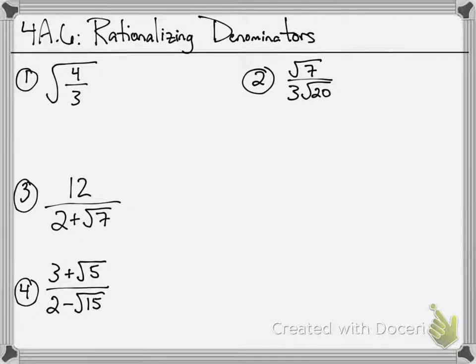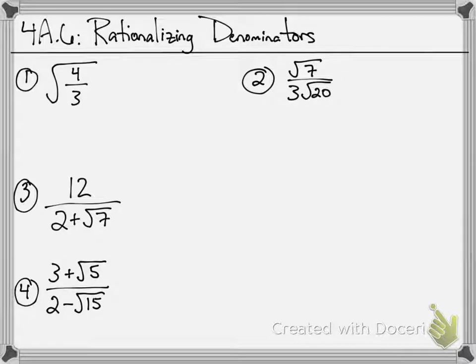This video corresponds with Lesson 6 of Unit 4A, dealing with how to rationalize denominators in radical expressions. As referenced in the previous lesson, when you have a division problem, you're allowed to have radicals in the numerator of a fraction. However, you cannot have radicals in the denominator of a fraction.